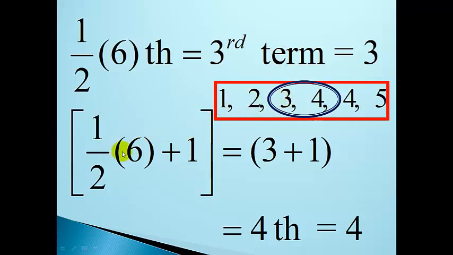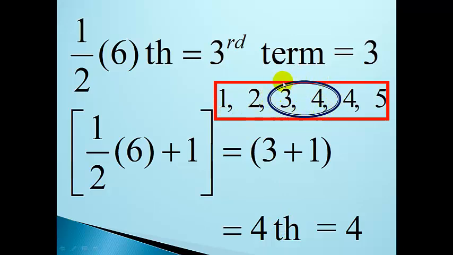Now, half n plus 1. Half of n, that is half of 6, because n gives us 6. So half of 6 is giving us 3. And we have 3 plus 1. So 3 plus 1 is giving us 4. That is the fourth item. Now let's count: 1, 2, 3, 4. The fourth item is 4. So these are the two middle numbers.